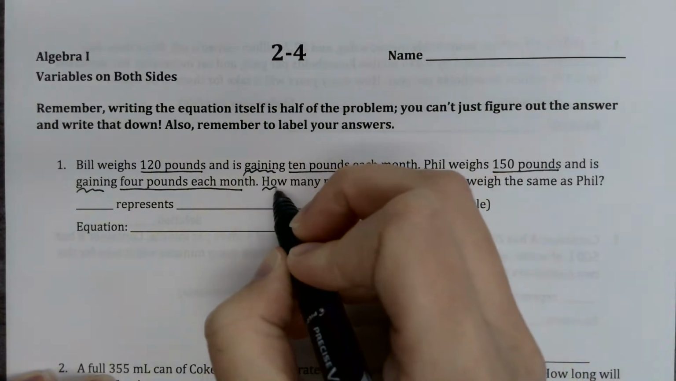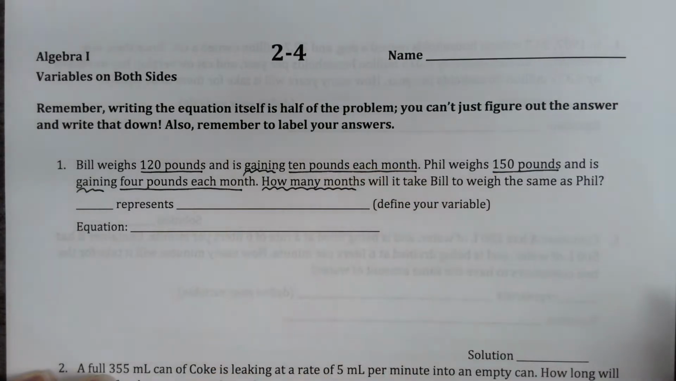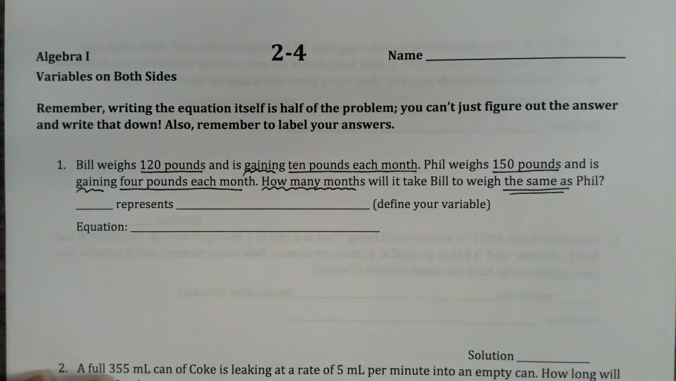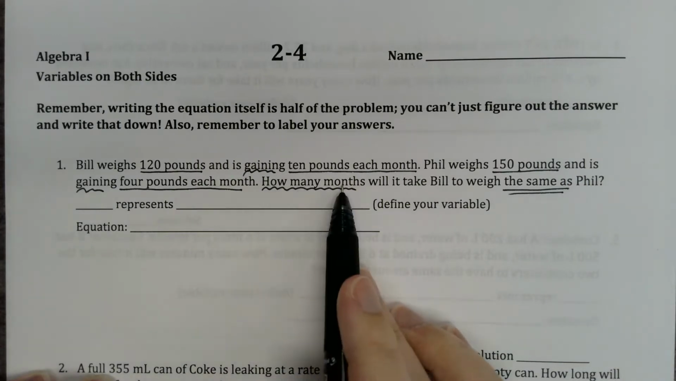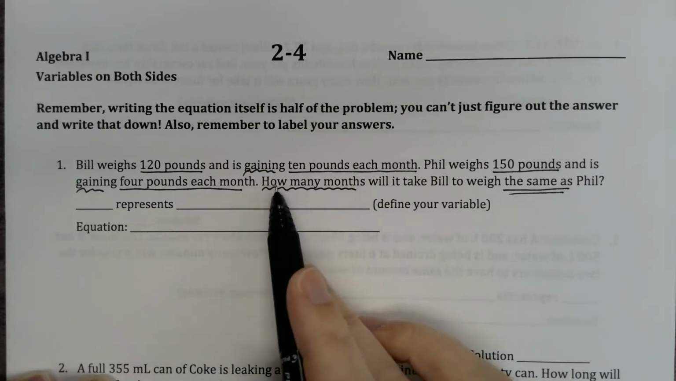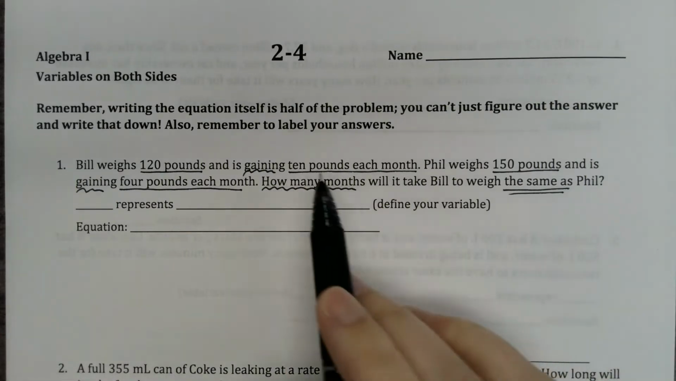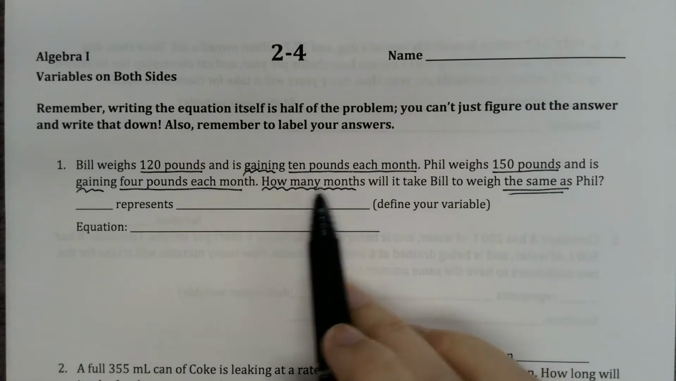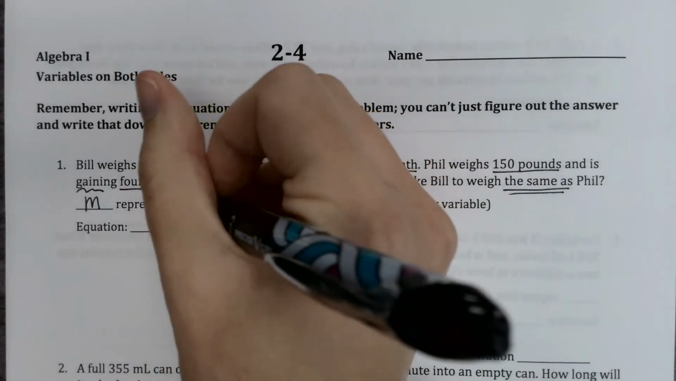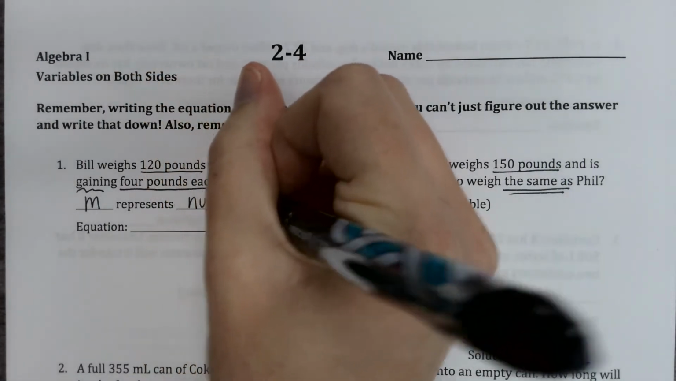How many months will it take for Bill to weigh the same as Phil? So we want their weights to be exactly the same. So what are we trying to find here? We want the weights to be the same, but we're trying to figure out after how many months. That's going to be my variable. That's my key thing. If I'm trying to figure out how many of something, that is going to be my variable. How many months? Months is going to be my variable. So I'm going to put M for months, and we'll write number of months here.